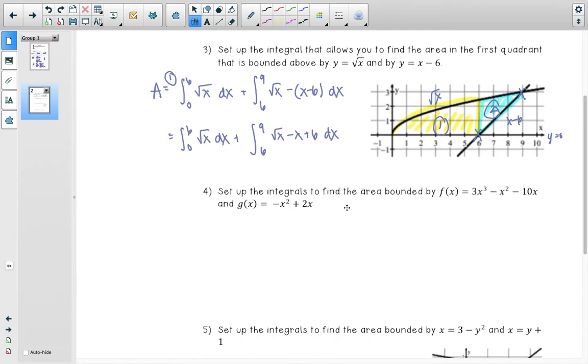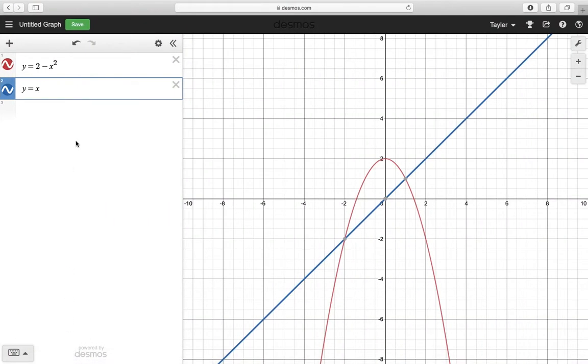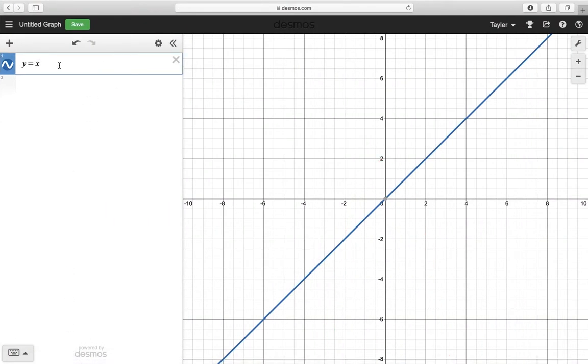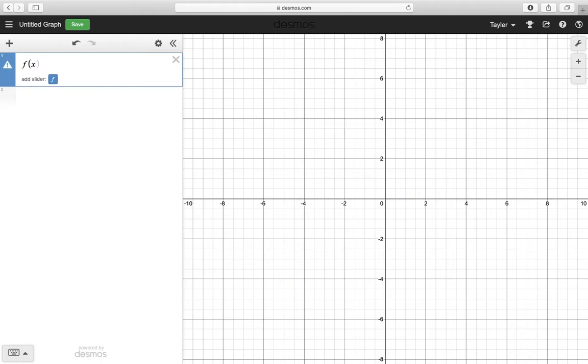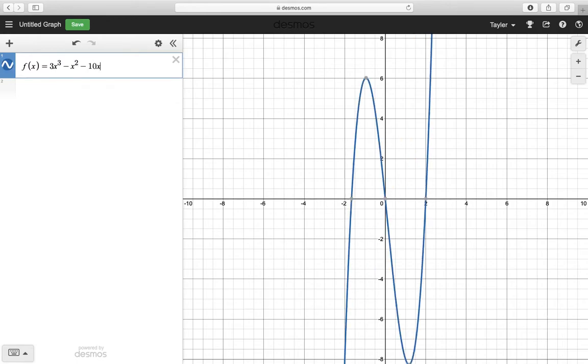So moving on to number 4. Let's see what this graph looks like. Okay, so it says set up the integral with the area of the region between the graphs of f of x equals 3x cubed minus x squared minus 10x. Okay, and then the g of x is a parabola, and it's opening down.